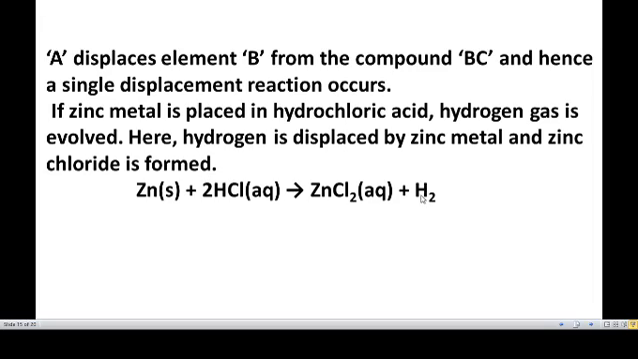Hydrogen is displaced by zinc metal and zinc chloride, ZnCl2, is formed.